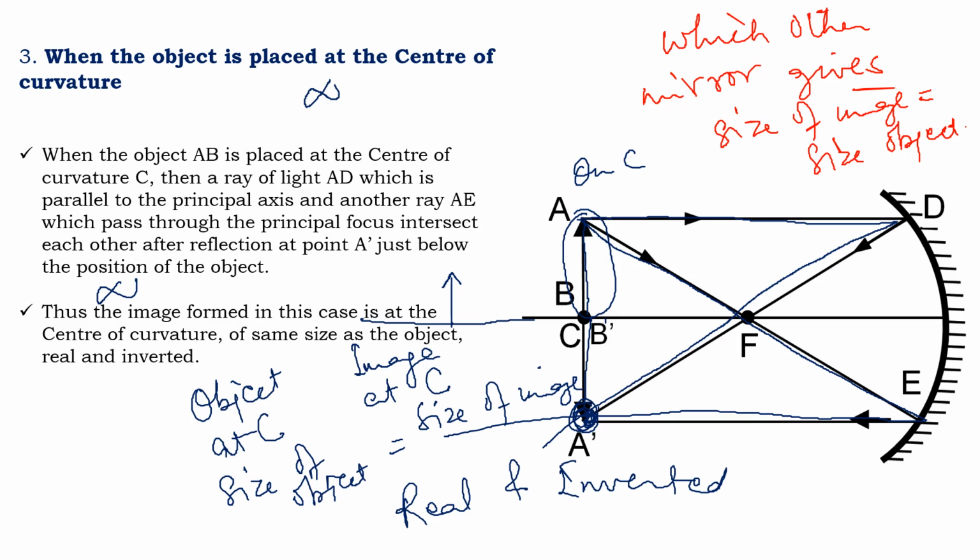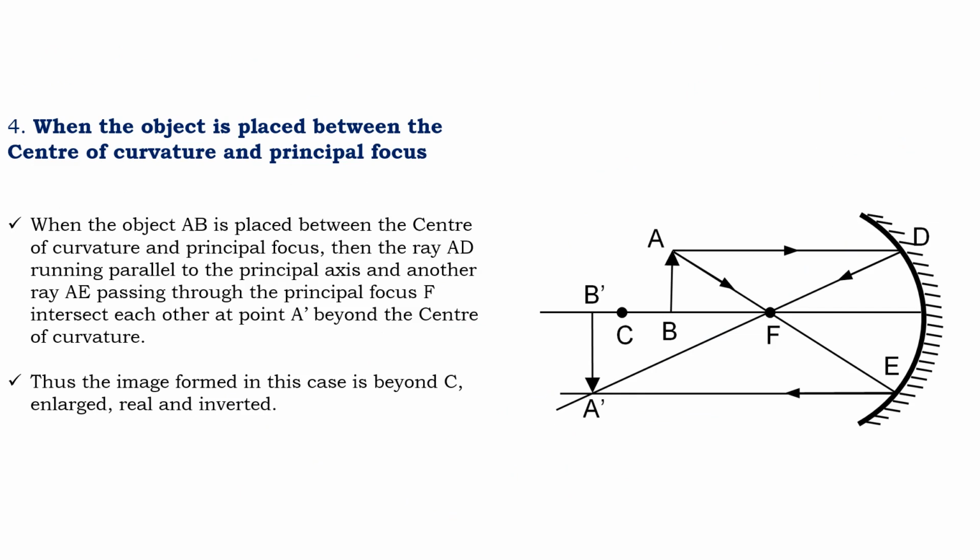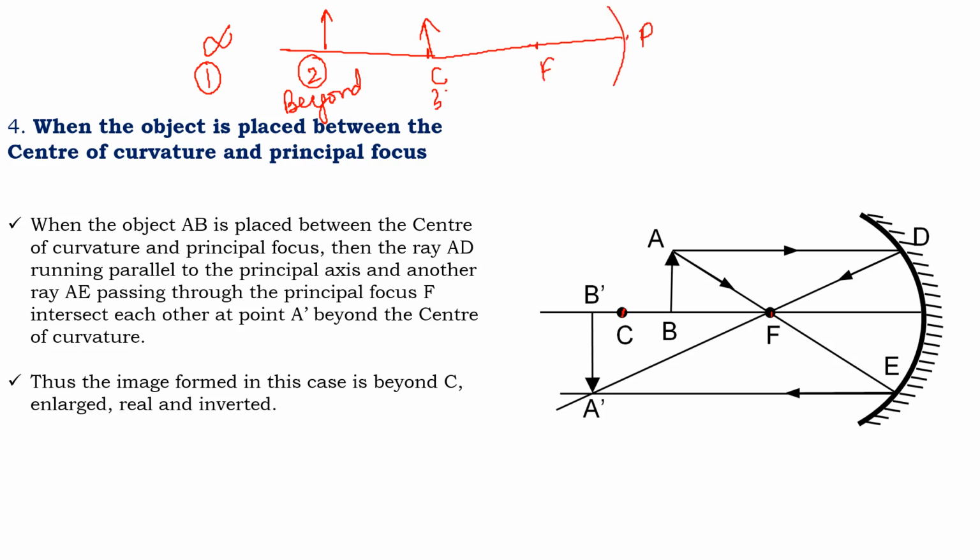Moving on to the fourth case. Now we are coming between C and F. Remember, we started from infinity, then this was C, then our object was placed beyond C. This was the first case when the object was at infinity. This was the second case when the object was beyond C, meaning behind C. Third case we came at C. Now fourth case, this was your F and this is your P of the mirror. So third case at C you studied. Now the fourth case is between C and F.